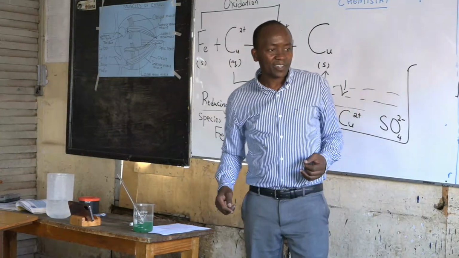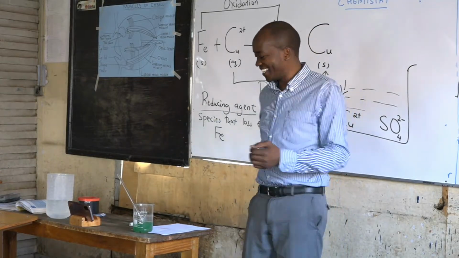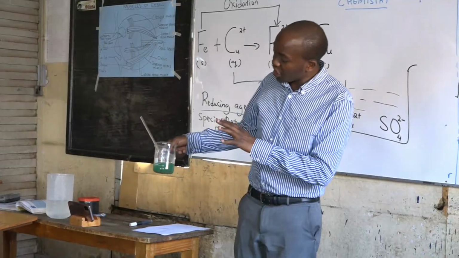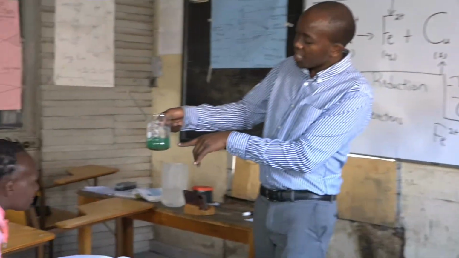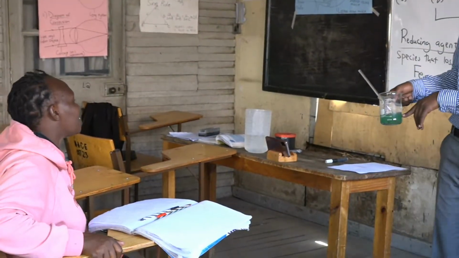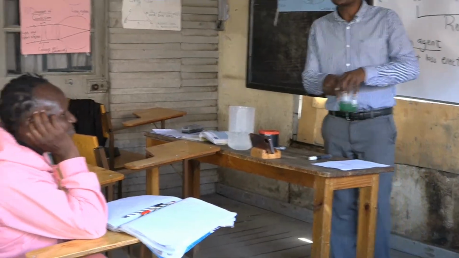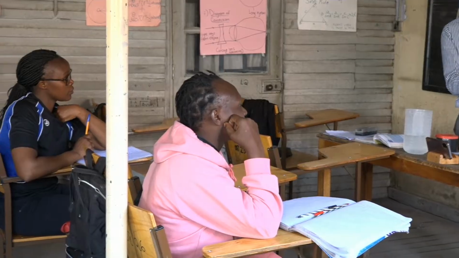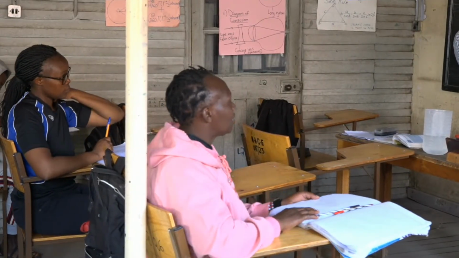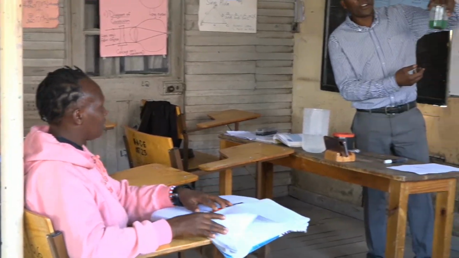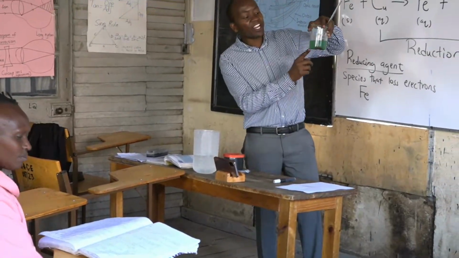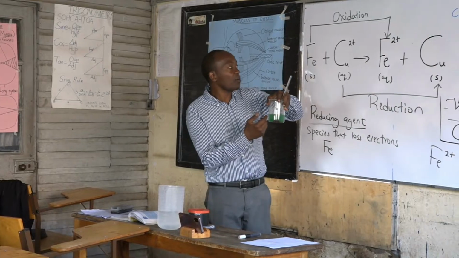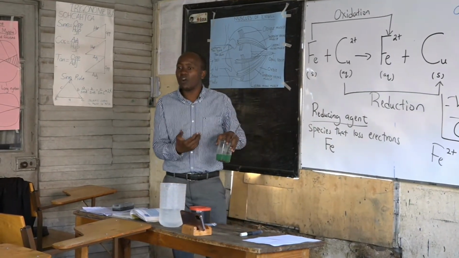Green. Okay, the solution now. What's the color of the solution? Green. Yes, the color of the solution is green. So it changed from blue to what? To green. We have a pale green solution. It changed from blue to green.